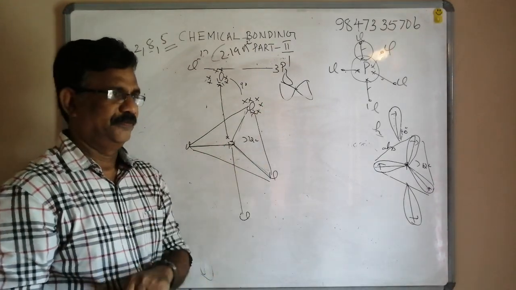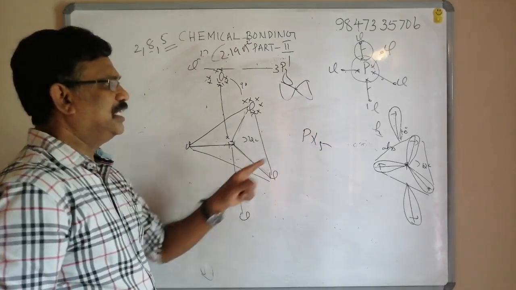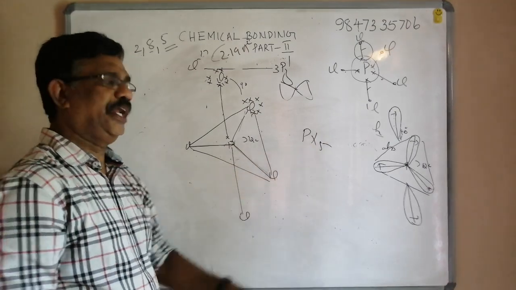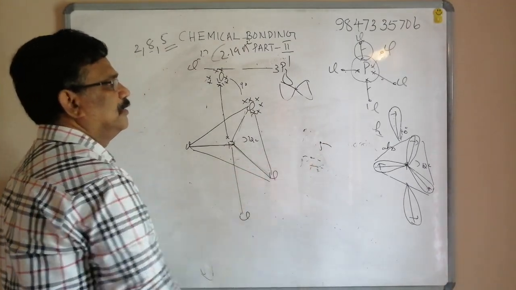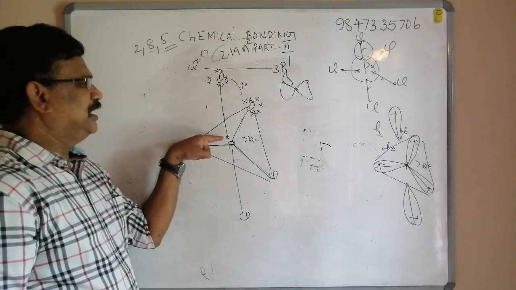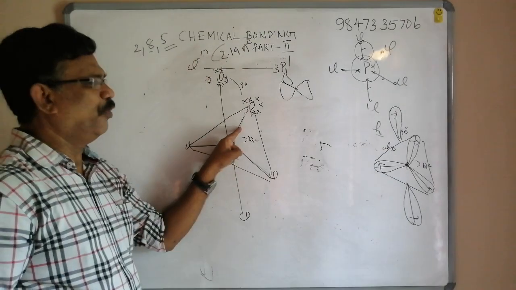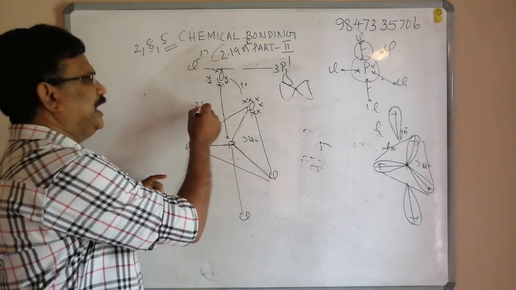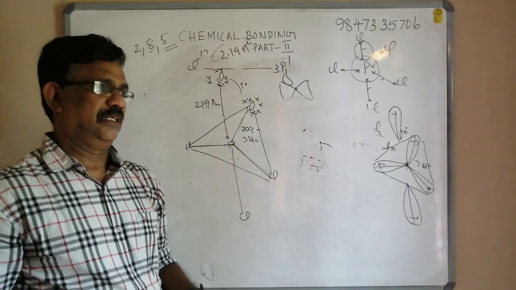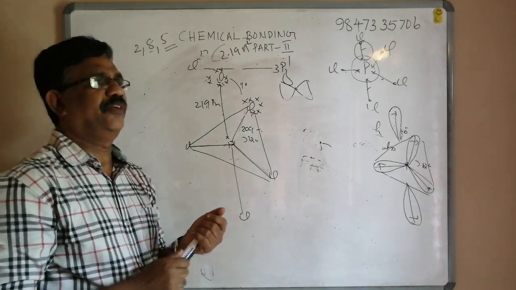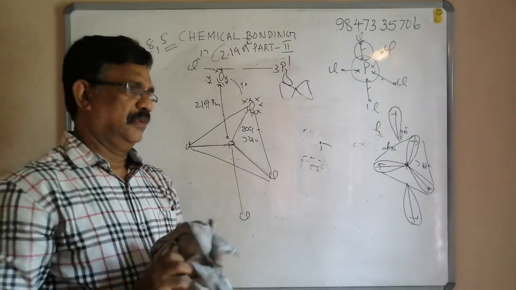In the examination they can ask about phosphorus pentachloride, PX5, instead of chlorine. It is the same discussion. That is why this bond becomes longer than this bond: 219 picometer and 204 picometer. This is one of the reasons for the elongation of the axial bond. Another reason follows, at degree level.